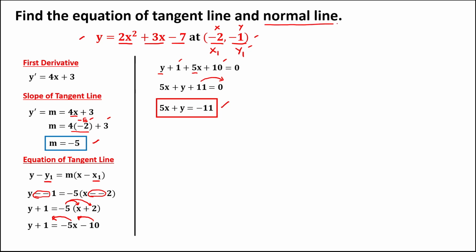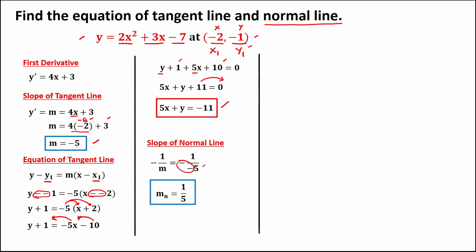Then to find the equation of the normal line, first we need to find the slope of the normal line, and that is equal to negative 1 over the slope of the tangent line. So we have negative 1 over, since the slope of the tangent line is negative 5, so over negative 5. Then for this double negative, therefore the slope of the normal line is equal to positive 1 over 5.